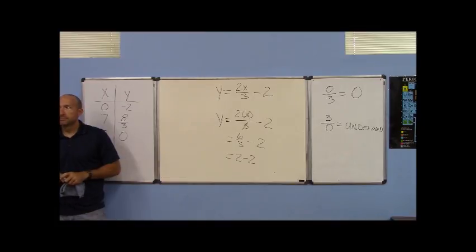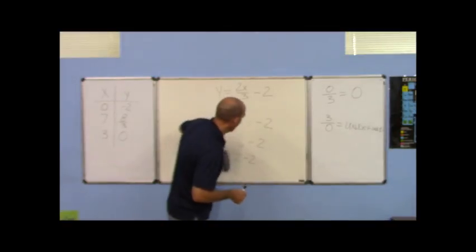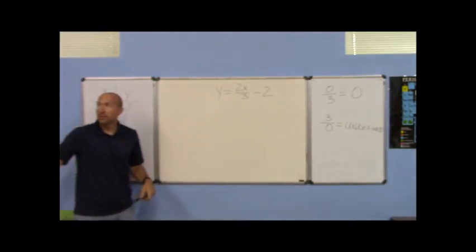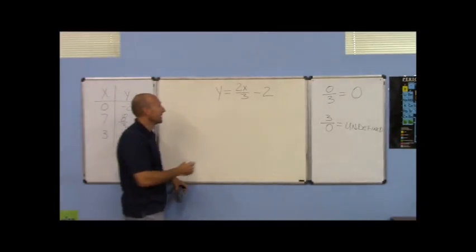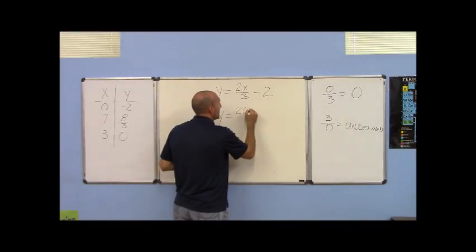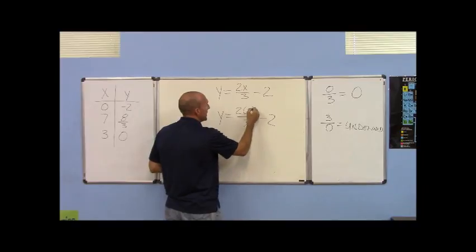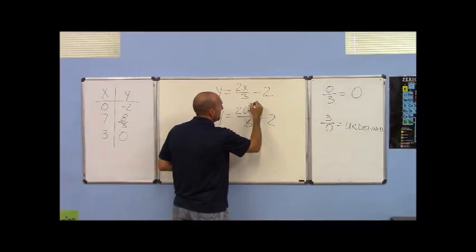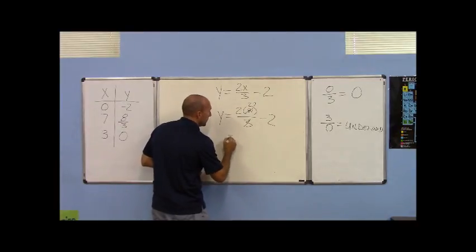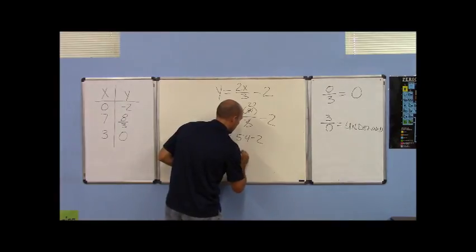81. That's true, 81 is divisible by 3. So you want to come up and... No. Yeah, I didn't think so. So y equals 2 times 81 divided by 3 minus 2. Well, 3 goes into 81 27 times. And so that equals 54 minus 2, which equals 52.